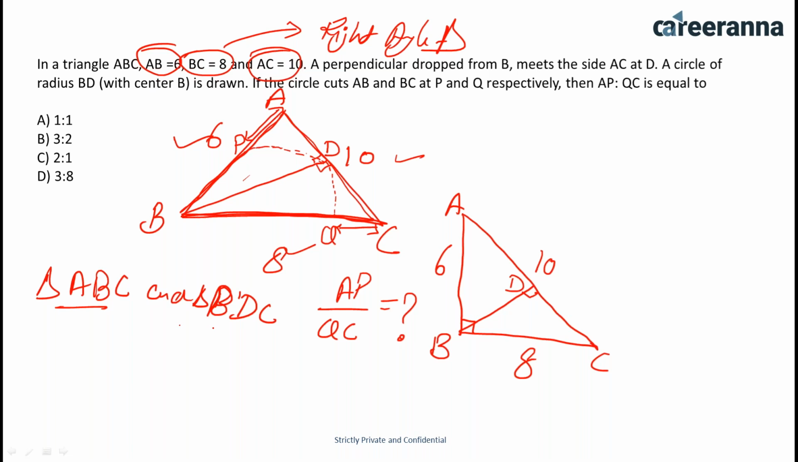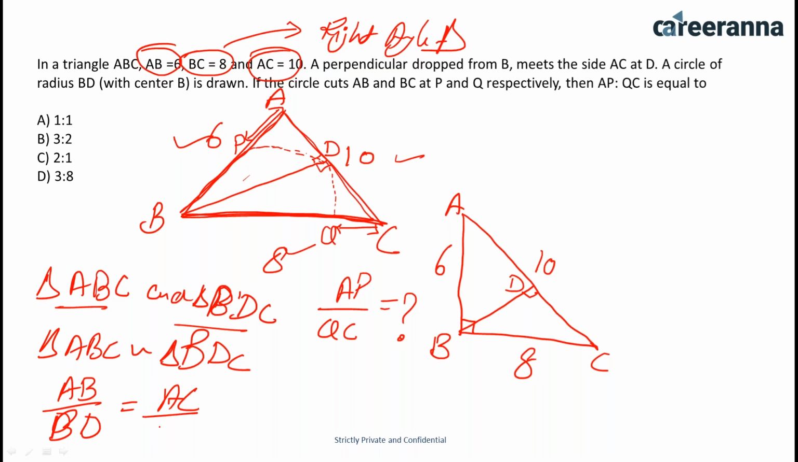You can take these two triangles and set up a relation between them. That means these two triangles are similar. Okay. So triangle ABC is similar to triangle BDC. Okay. After that, you can say that AB upon BD is equal to AC upon BC. Okay. So from here, you can calculate the value of BD.